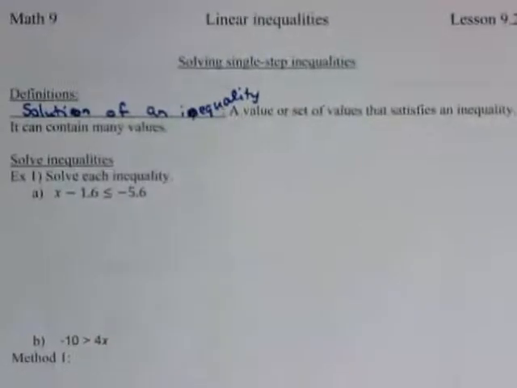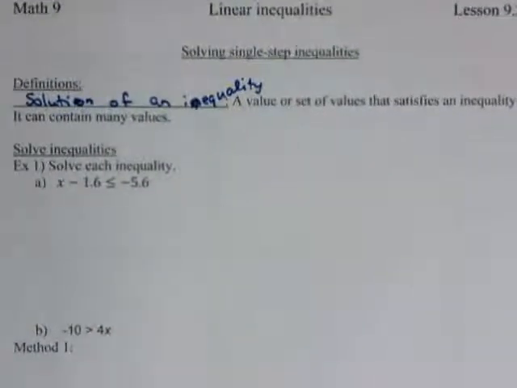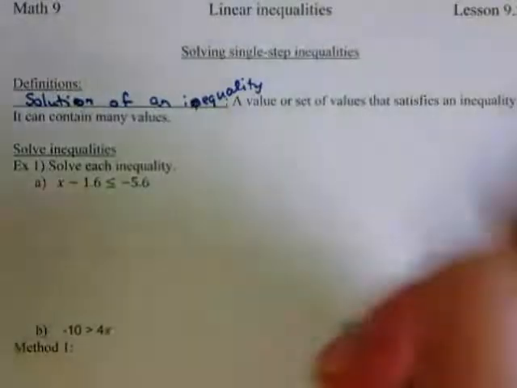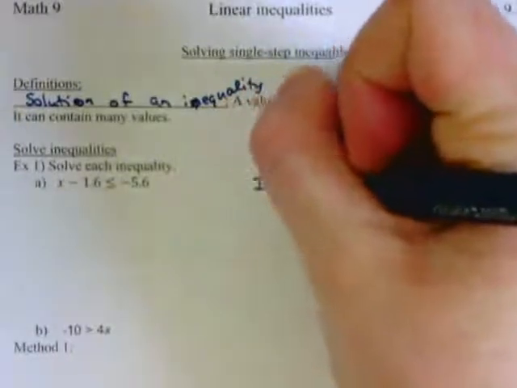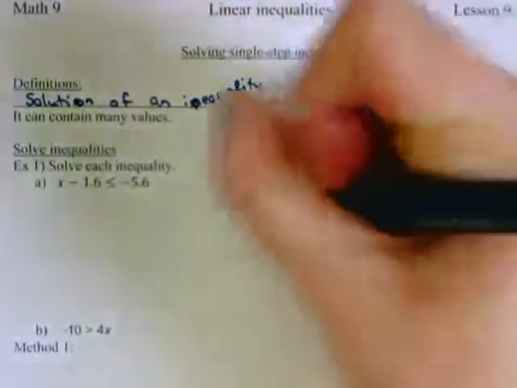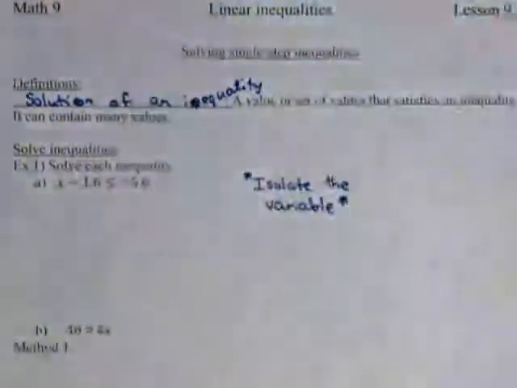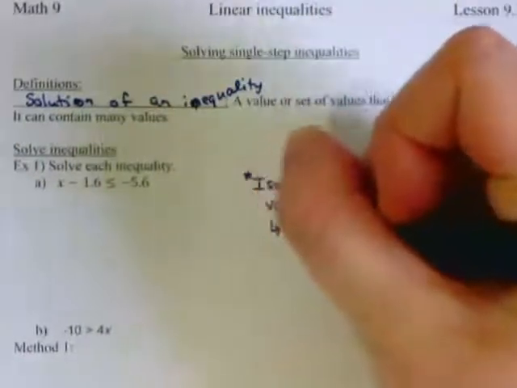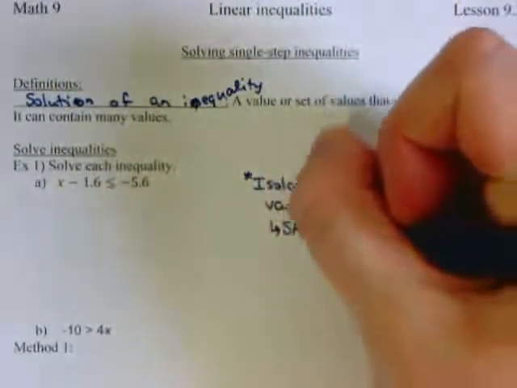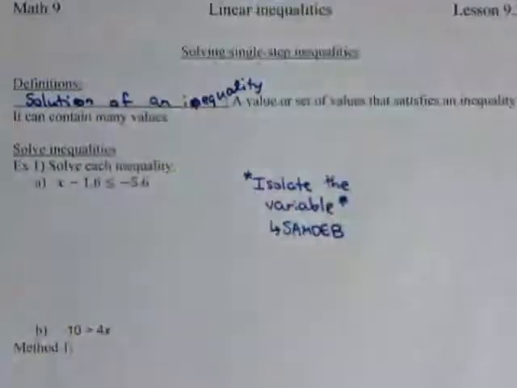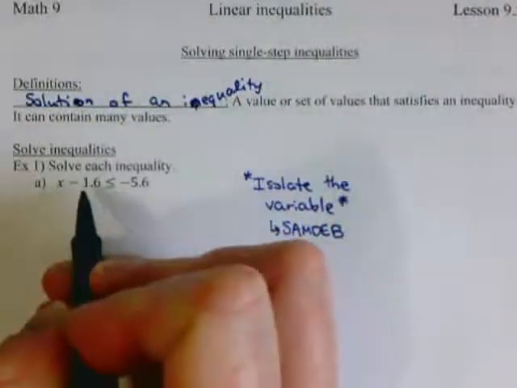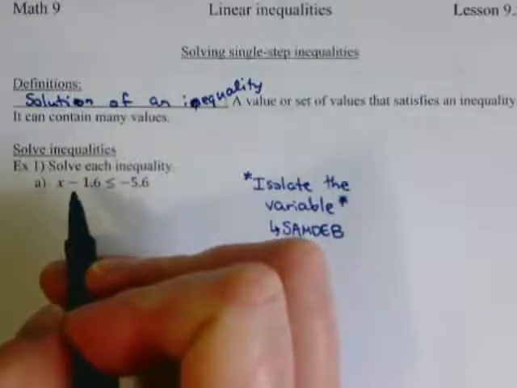So how do we solve each inequality? Well, if you understood linear equations, you will most likely understand this as well because it's the same type of procedure. You look at what you have, and you isolate the variable. And how do we isolate the variable? BEDMAS backwards. So SAMDEB. So here we have x minus 1.6. Well, the opposite of subtraction is addition. Therefore, we add 1.6 to each side.